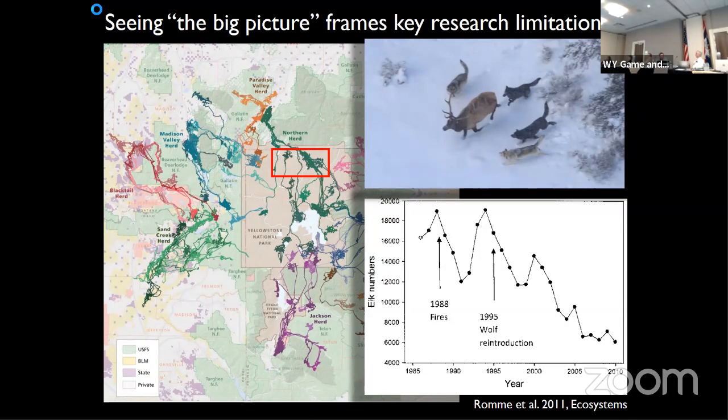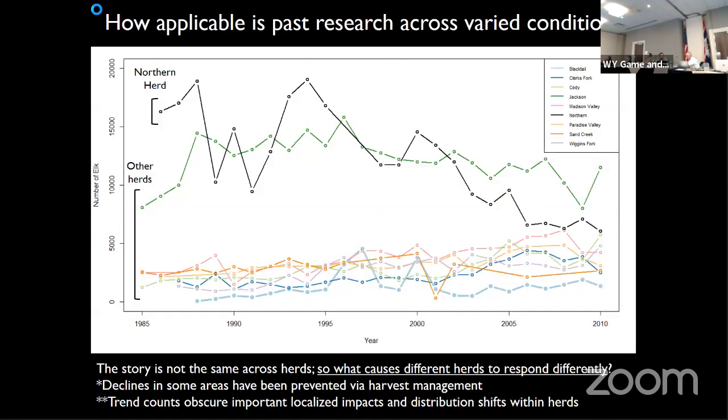But the challenge here that I want to point out, and the limitation I'm going to frame up, is we've pulled together the trend counts of all these other elk herds that are shown on the map, and you're looking at the northern herd here, which has this dramatic shift over a couple of decades. And then you're looking at all these other herds, the Jackson herd, the Cody and Clark's work, and Williams' work are down in here.